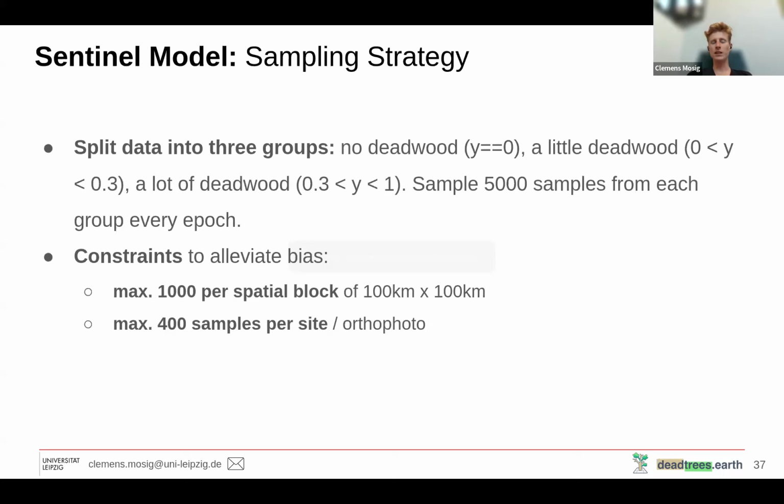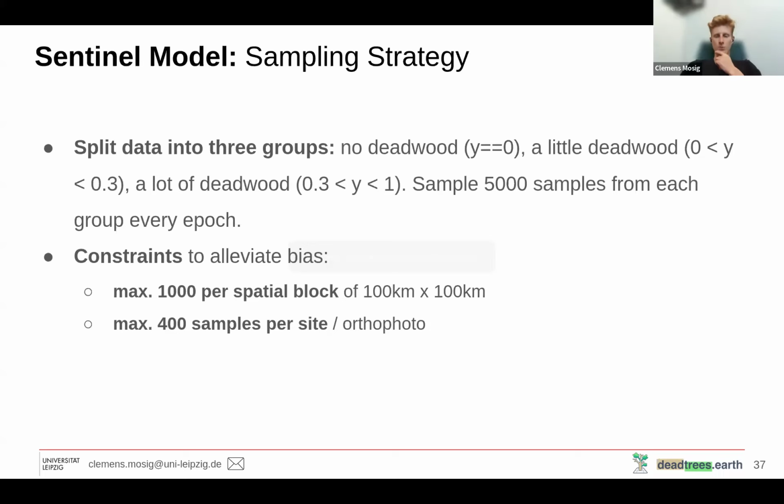In the end, we came to this very simple sampling strategy of just splitting the data into 3 groups of no deadwood, a little deadwood, and a lot of deadwood, and applying some very simple spatial caps. So a maximum number of pixels per autophoto and spatial block. And this sampling strategy, even though it is so relaxed, worked the best, even though the data set is heavily biased towards certain regions in Western Europe and some regions in the US and in Spain. So the model is able to just figure out what it needs to learn, apparently.